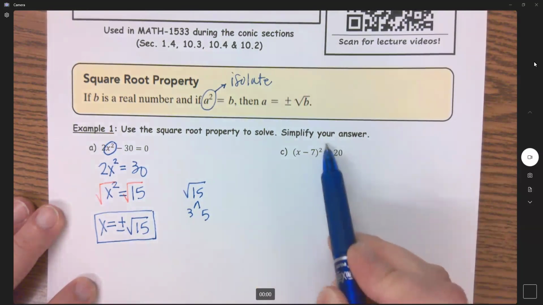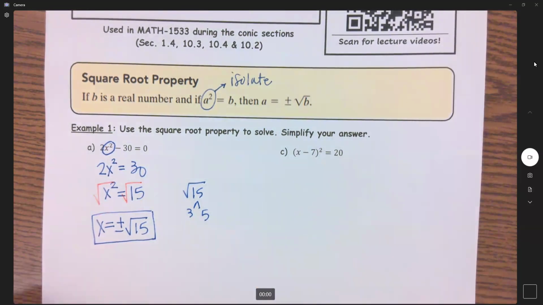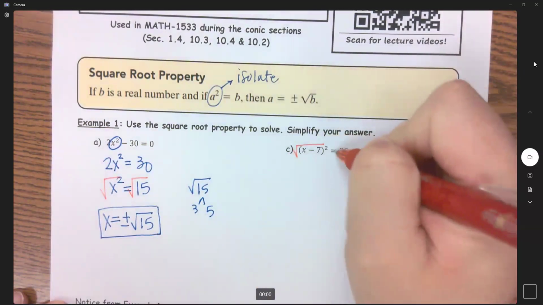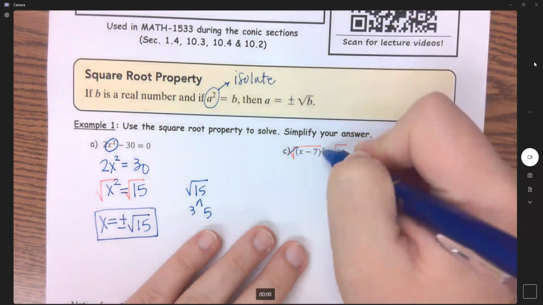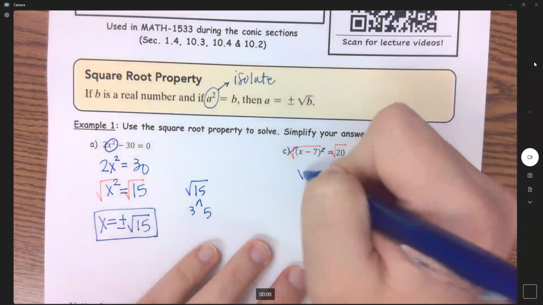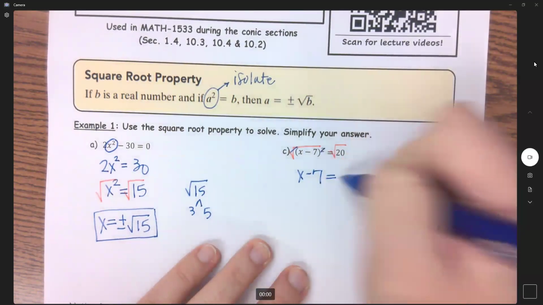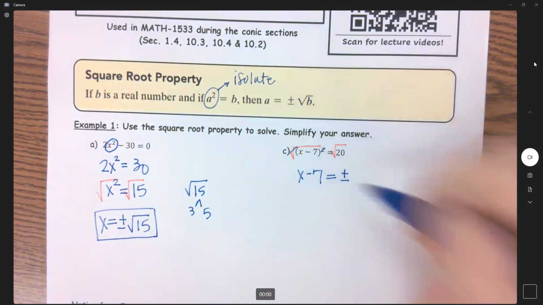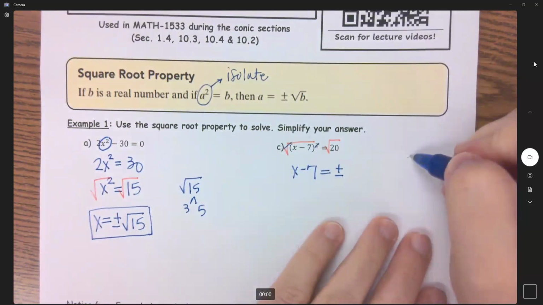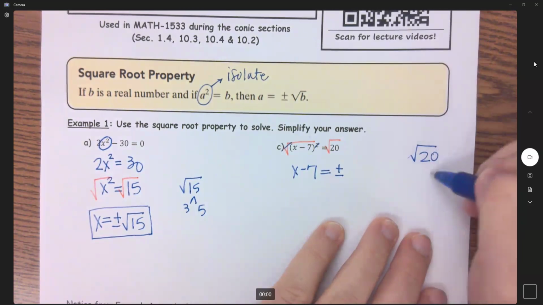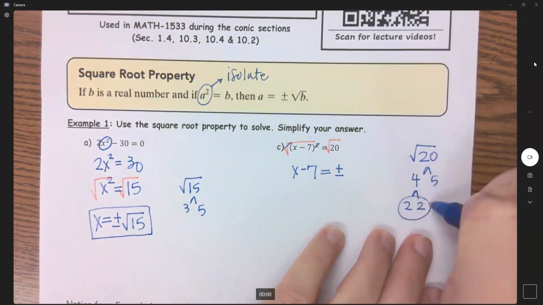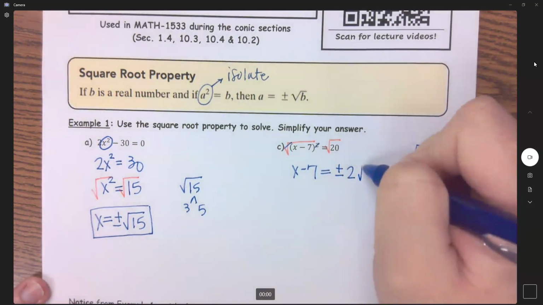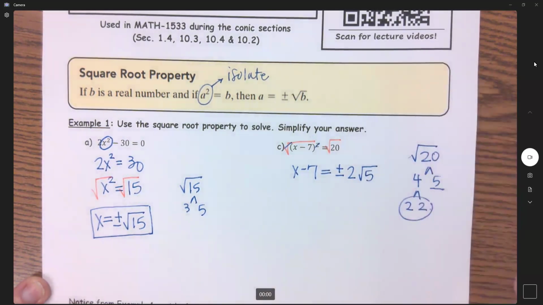Now, we can also use it when it's in this form here. Here, my entire squared portion is already isolated. So to get rid of that square, I can take the square root. So my square root and square cancel, and I'm left with what's under that radical, which was x minus 7. When I take the square root, we're going to get plus or minus. And if I come over here to the side, the square root of 20 is 4 times 5, which is 2 times 2. So we have a pair of 2's that come out, and then that 5 stays in.